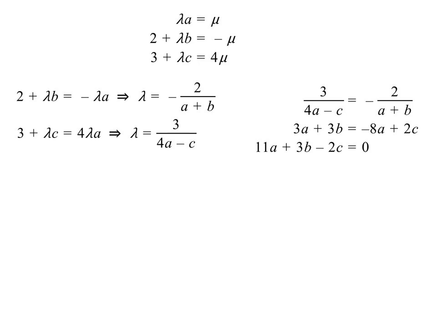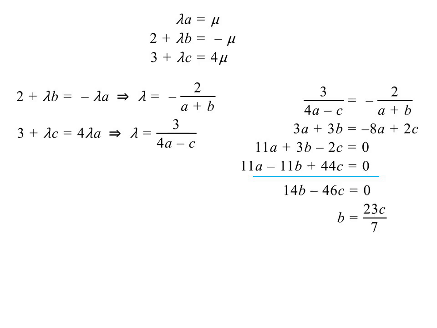But remember, we've already found that a minus b plus 4c is equal to 0. Multiply that by 11, I can eliminate the a's. Okay, I now know that b is 23c on 7. Do I have more information? No, I don't. So I'll just let c equal 7.